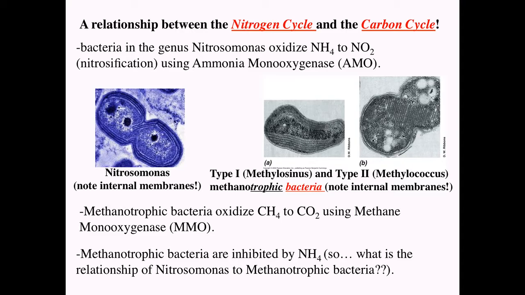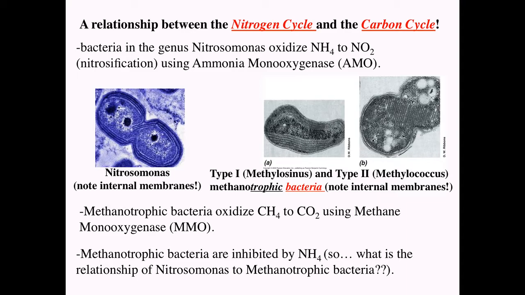Now, here's the connection. It's not just a morphologic similarity between them. Methanotrophic bacteria, their enzyme, methane monooxygenase, is actually inhibited by ammonia. If ammonia is present, it will turn around and oxidize ammonia rather than methane. So they have to live, you know, exclusive. They can't survive very well around ammonia. So this kind of begs the question of what's the relationship between Nitrosomonas and these methanotrophic bacteria.